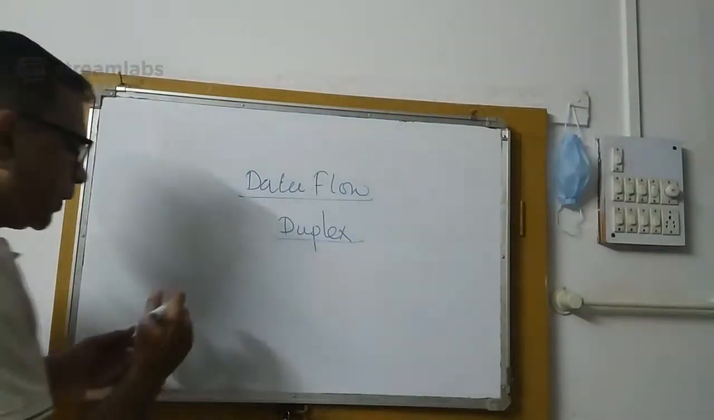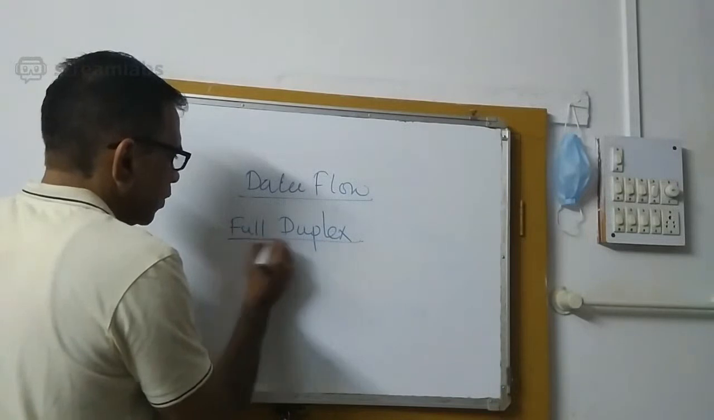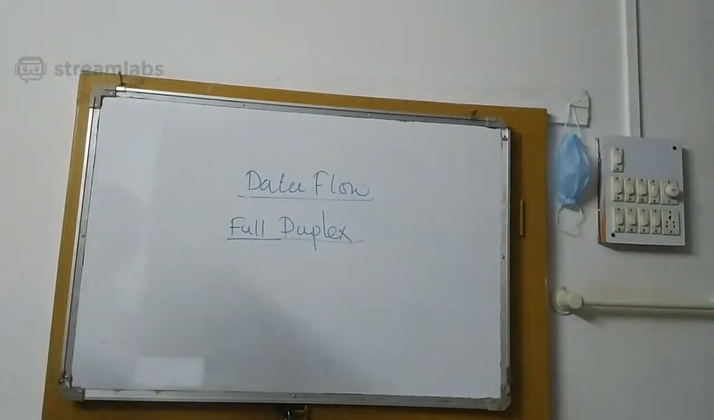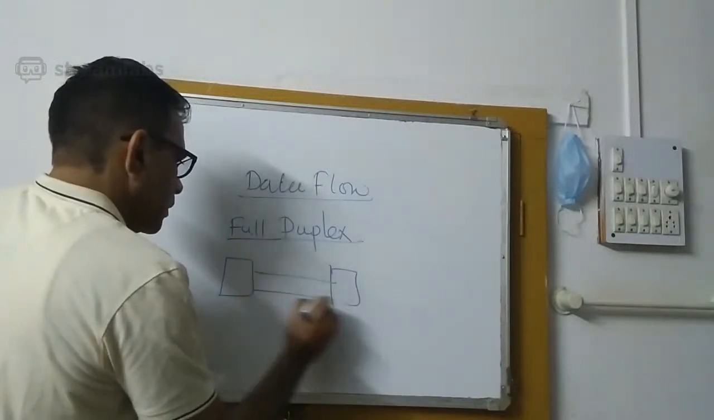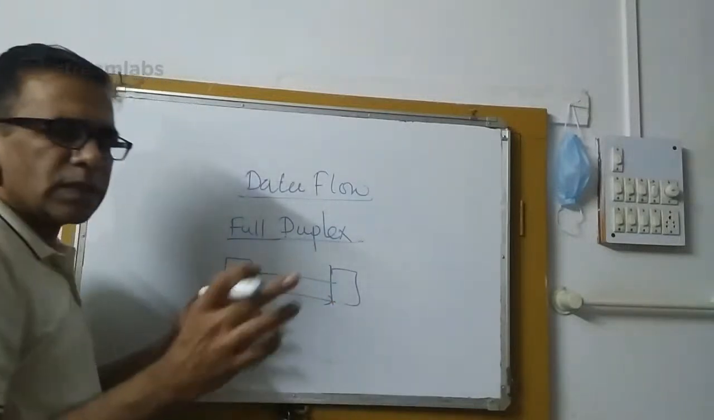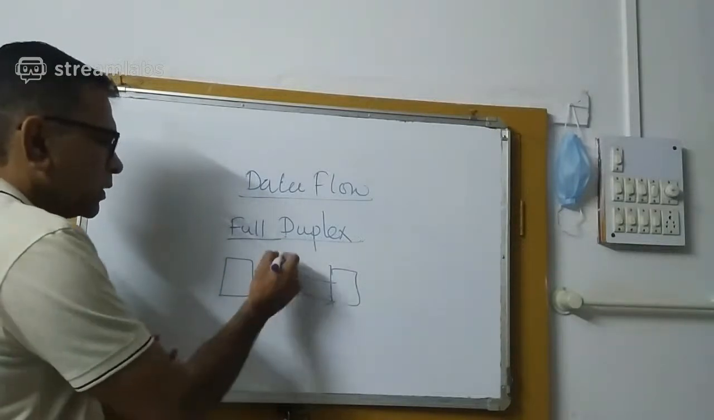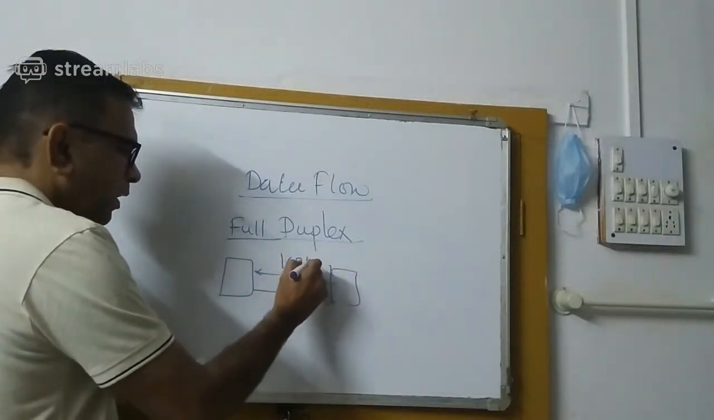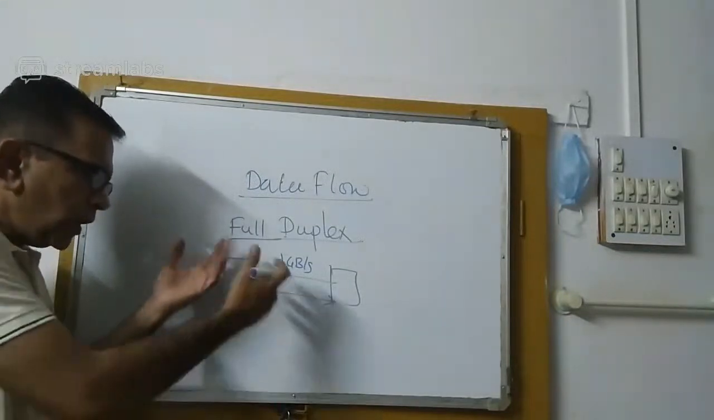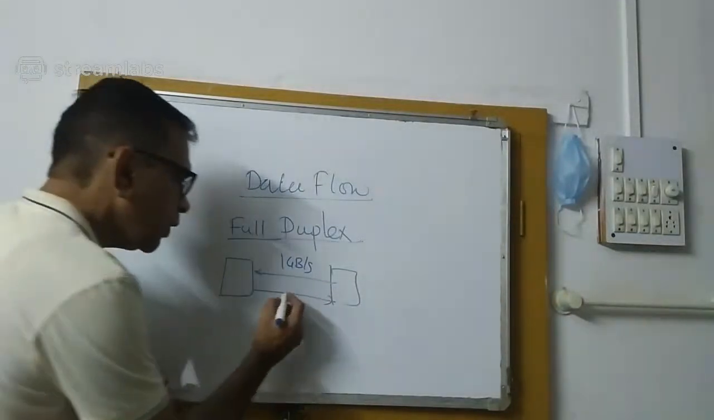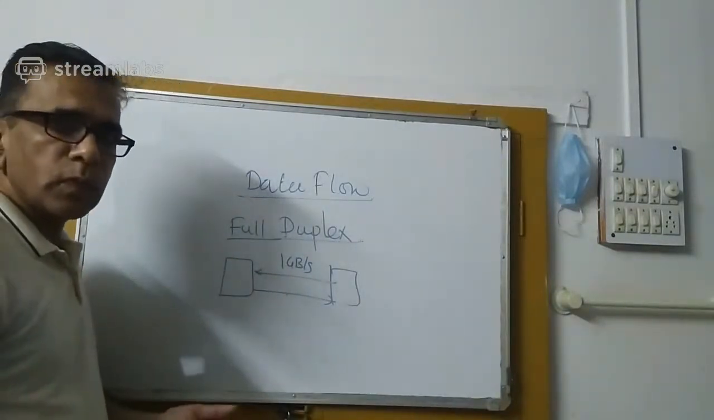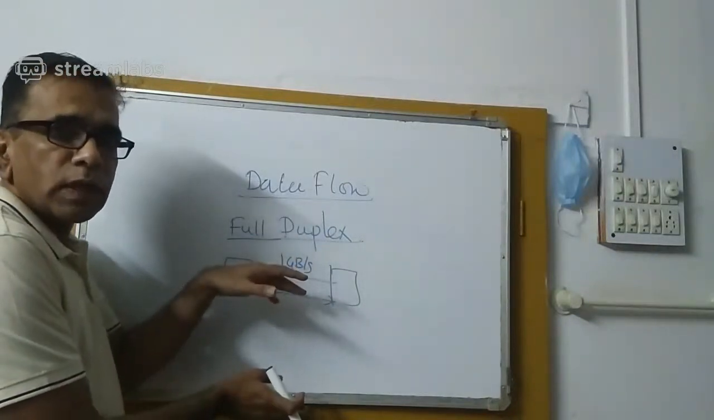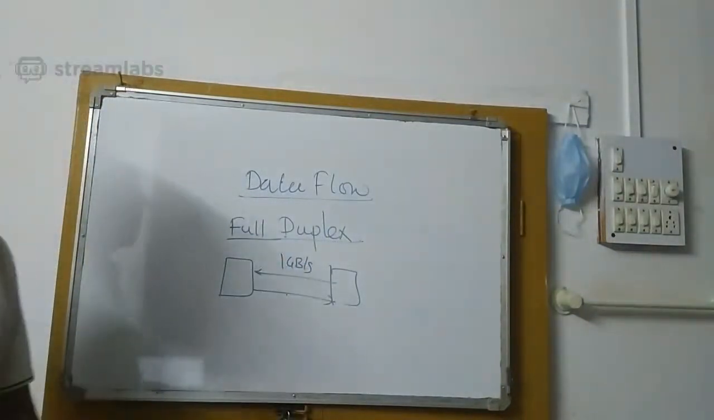Next is full duplex mode. The next category of data flow is full duplex. In full duplex, the data flows in both the directions simultaneously. Just imagine, if I need 1 gigabit per second for one link, in all I need a medium bandwidth of 2 gigabits, because we are allowing the data to flow in both the directions. The given bandwidth gets divided for two communications here. So this is what a full duplex is.